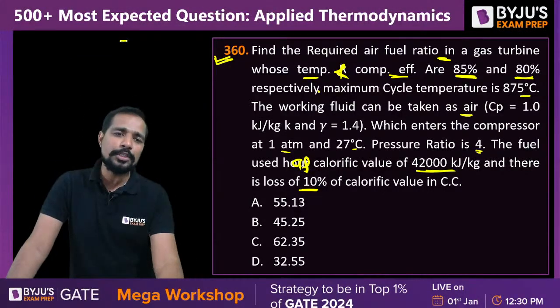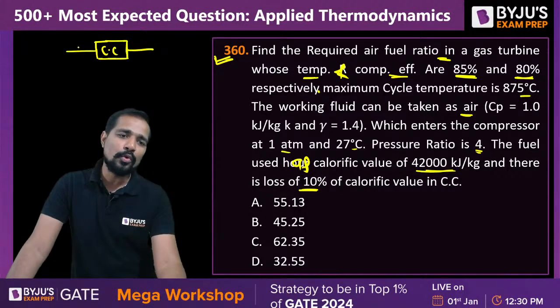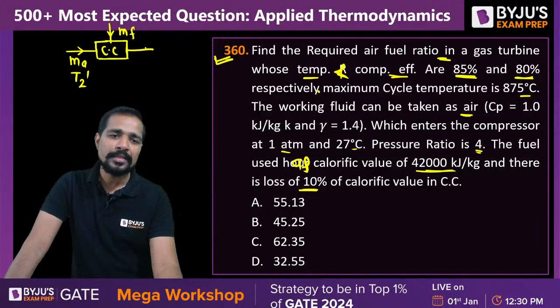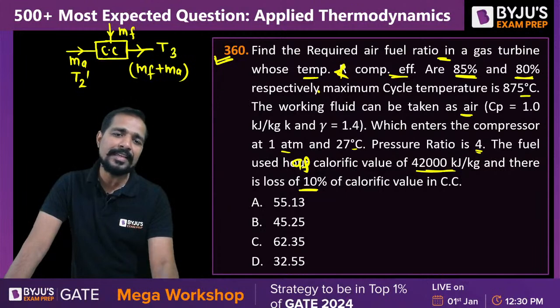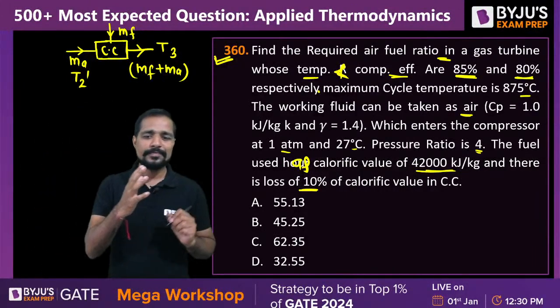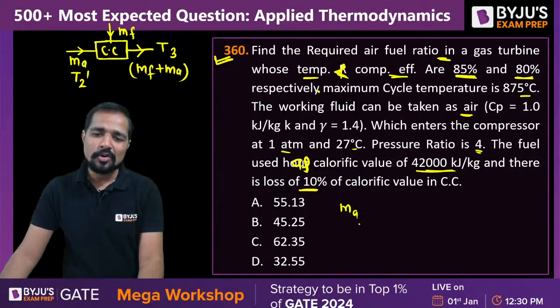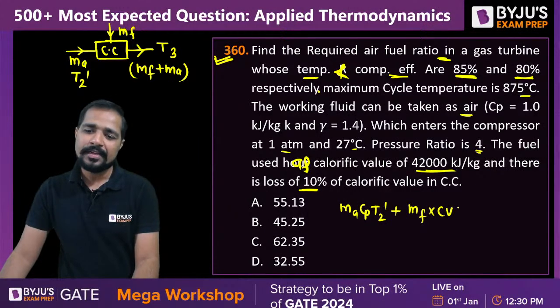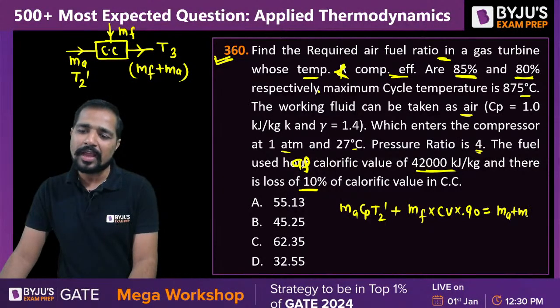Sir, very carefully you need to check the answer. If it is the combustion chamber like this, my dear, then air is entering at a temperature of T2 dash and fuel is entering with this calorific value, that is mixing. From here mf plus ma is leaving at a temperature of T3. As per the energy balance equation, mass of the air Cp into T2 dash plus mf into Cv, if 10% is lost then 90% will be the efficiency, will be equal to ma plus mf into Cp into T3, my dear.